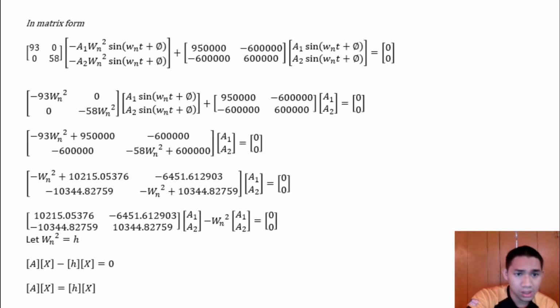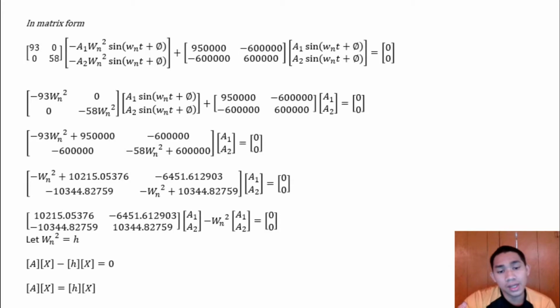After we get the value, this is the step to find the matrices that we are using. As you can see in line 3, negative 93 wn square plus 950,000 will be divided by 93 for the first row, and for the second row, we will divide by 58.